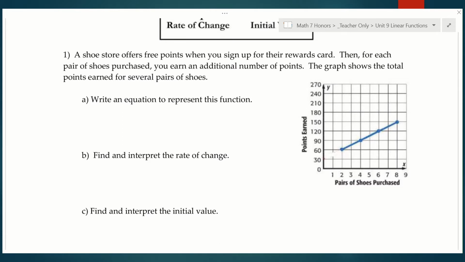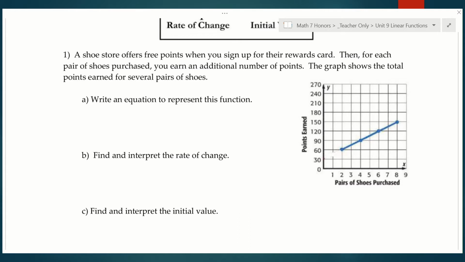Example 1 says, a shoe store offers free points when you sign up for their rewards card. Then, for each pair of shoes purchased, you earn an additional number of points. The graph shows the total points earned for several pairs of shoes. Let's take a look at our graph here. We can see that the graph starts at 2 pairs of shoes purchased, and I'm getting 60 points when I purchase 2 pairs of shoes. And then for 4 pairs of shoes, I'm getting 90 points, and so on.